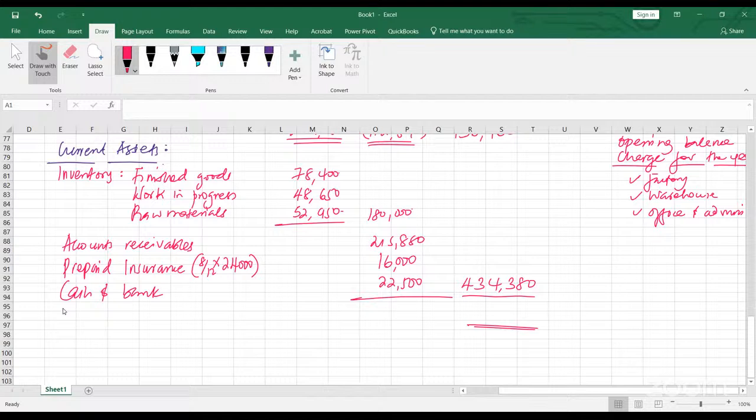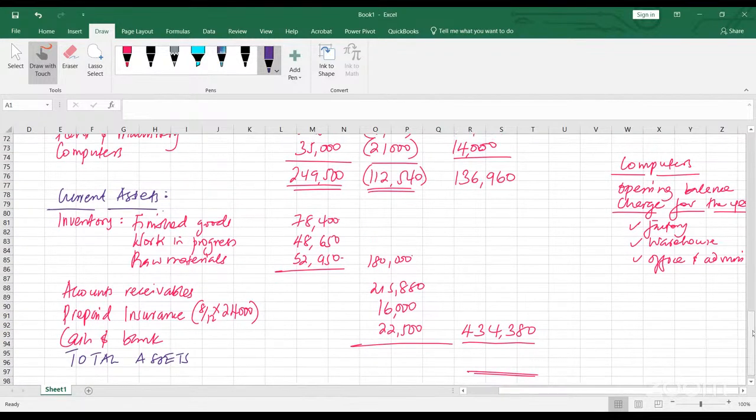So this gives us the total. Give us the assets figure plus 136,960. This is 571,340. That is your total assets figure. Please confirm whether you have the same on your side.